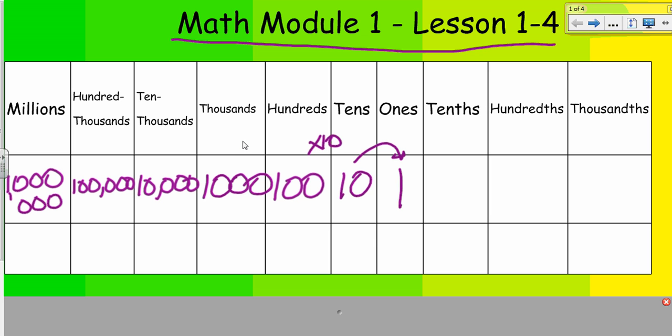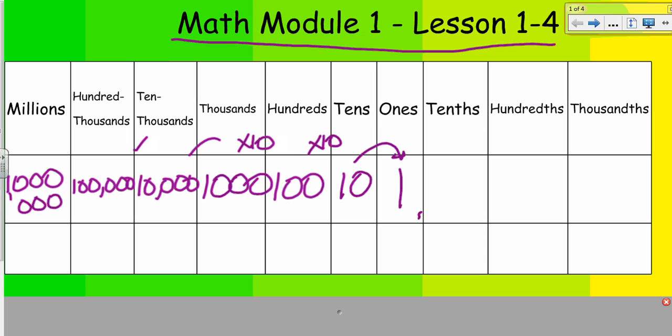So the key here for you to learn, and what Common Core asks you to learn, is that you need to understand that a digit in one particular place is 10 times greater, or could be 10 times less, than the value of the place next to it. It keeps getting greater here, and it's always times 10.